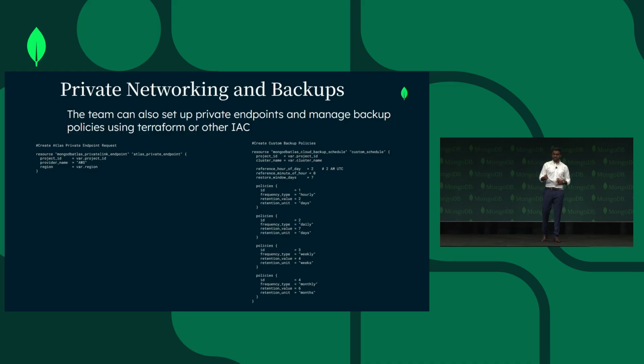The first is private networking, which allows your application server to talk to your MongoDB Atlas database server using the cloud provider backbone, which means that your traffic is not exposed to the public internet. You can do this via private endpoints or VPC peering.